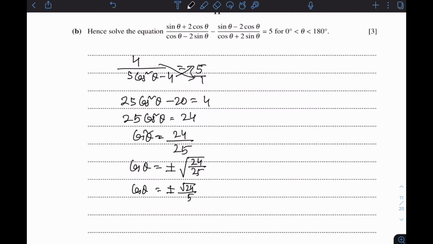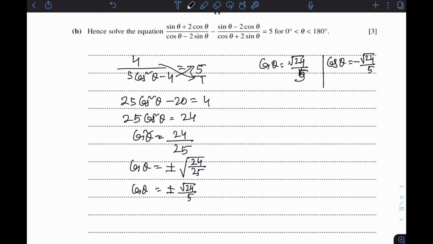There are two parts. Root over 24 by 5 is one, and another part is minus root over 24 by 5. Now let's check. The range given for theta is 0 to 180.